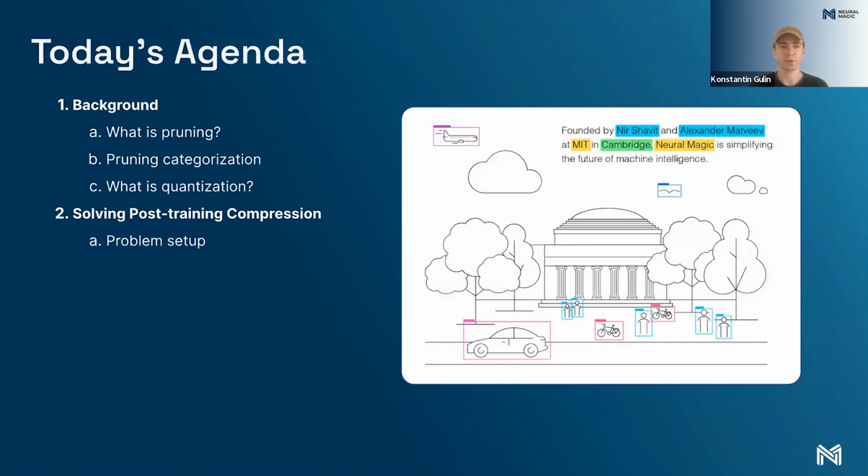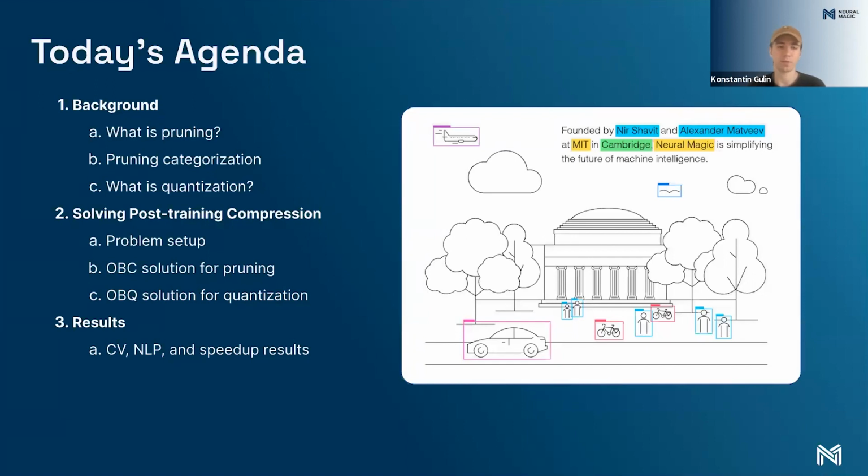Then we're going to set up the actual post-training compression problem, or one-shot, as we can also call it. And we're going to set it up in a technical way, and then we're going to talk about how OBC and OBQ provide solutions for this, for pruning and quantization in a very efficient manner. Then we're going to go over the part that actually matters. We're going to see how these methods apply to CV and NLP applications, the kind of speed up you can get, and the accuracy that you can maintain from them as well. Then Mark is going to dive a little bit deeper into Sparsify and how you can apply a lot of these algorithms that we're developing with Sparsify. And then finally, we're going to open the floor for Q&A at the end.